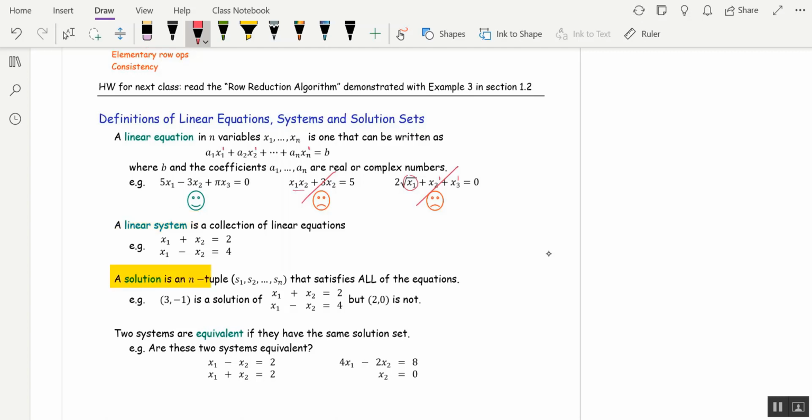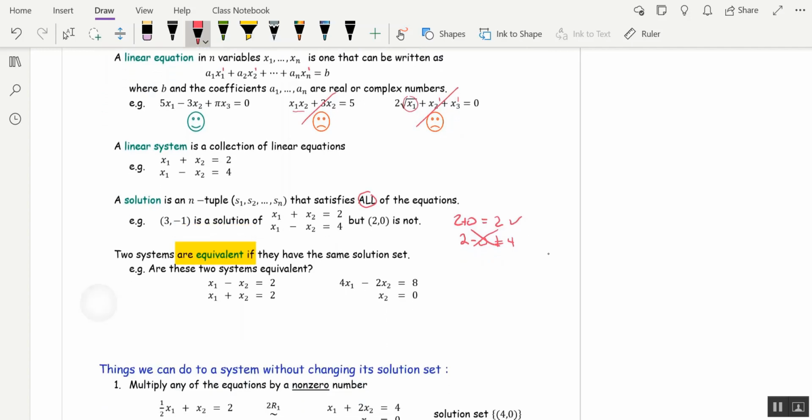What makes a solution to a linear system is that it satisfies all the equations in the system. So for example, (3, -1) is a solution of this system because if I put it in the top equation, 3 minus 1 is 2, yes, and then 3 plus 1 is 4, yes. (2, 0) is not a solution. (2, 0) satisfies the top equation, 2 plus 0 is 2, but 2 minus 0 is not 4. So it doesn't satisfy all the equations, so it's not a solution of the system.